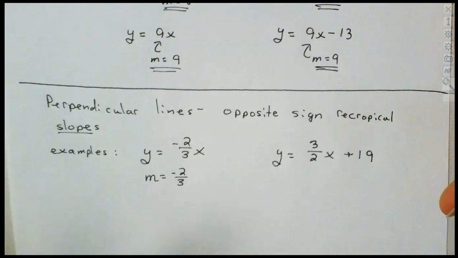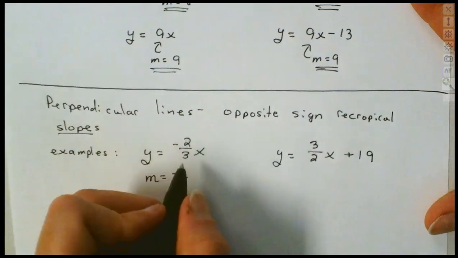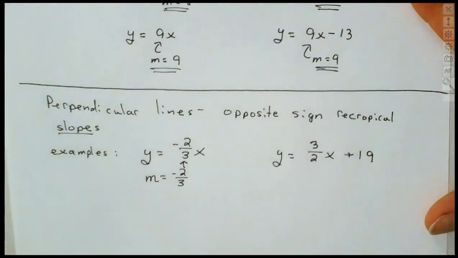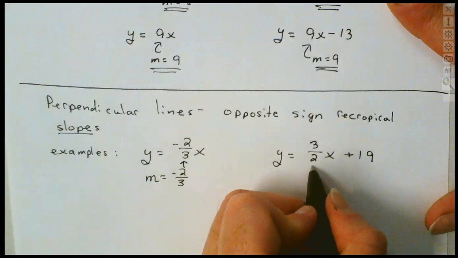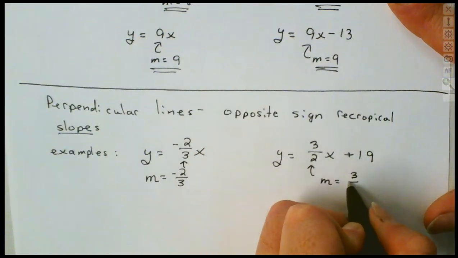Okay, so what are we looking at? We're looking at these two lines. These two lines are going to be perpendicular. And let's talk about why they're perpendicular. So the slope of my first one, remember that number in front? That's your slope. So minus 2/3. What about the other one? The other one is 3/2.